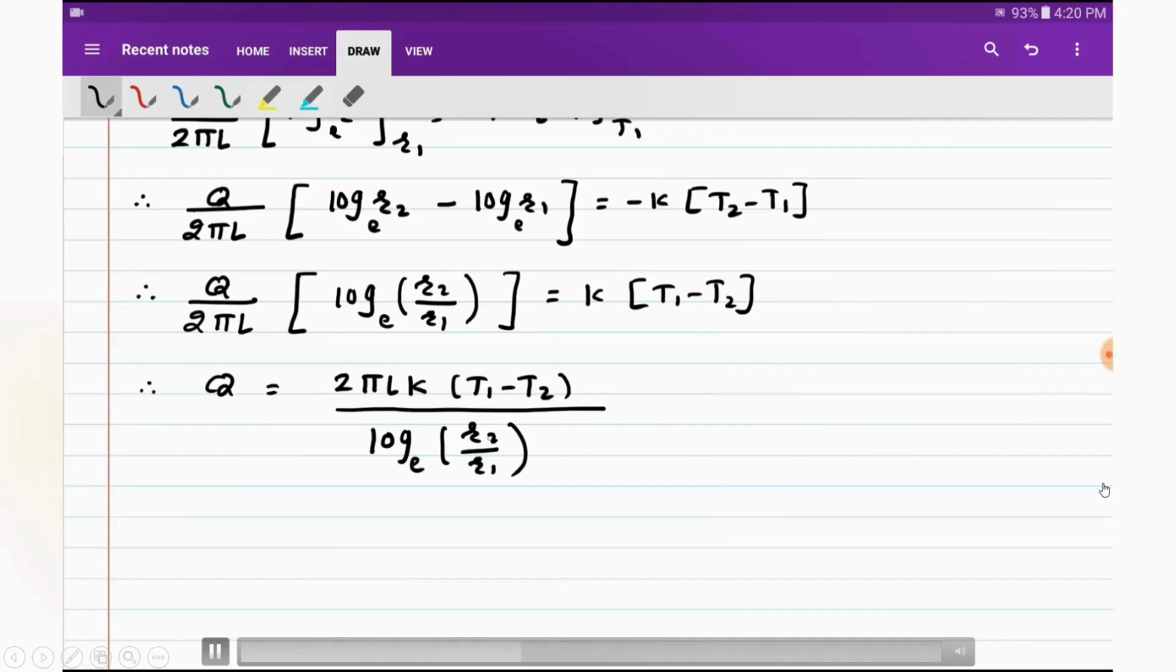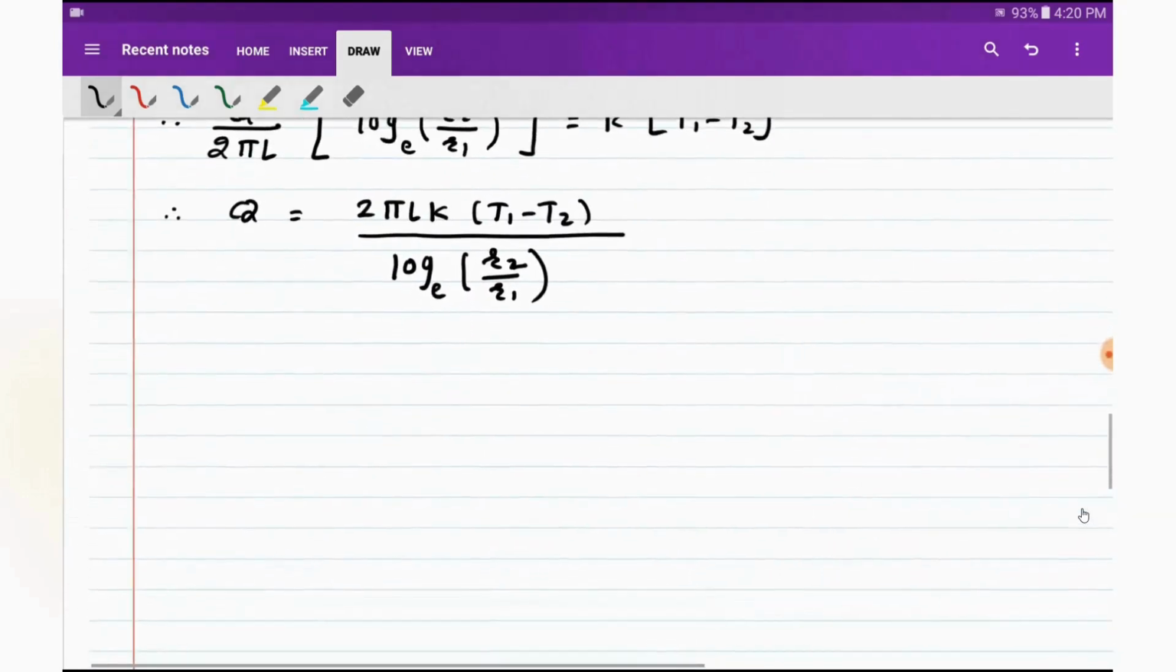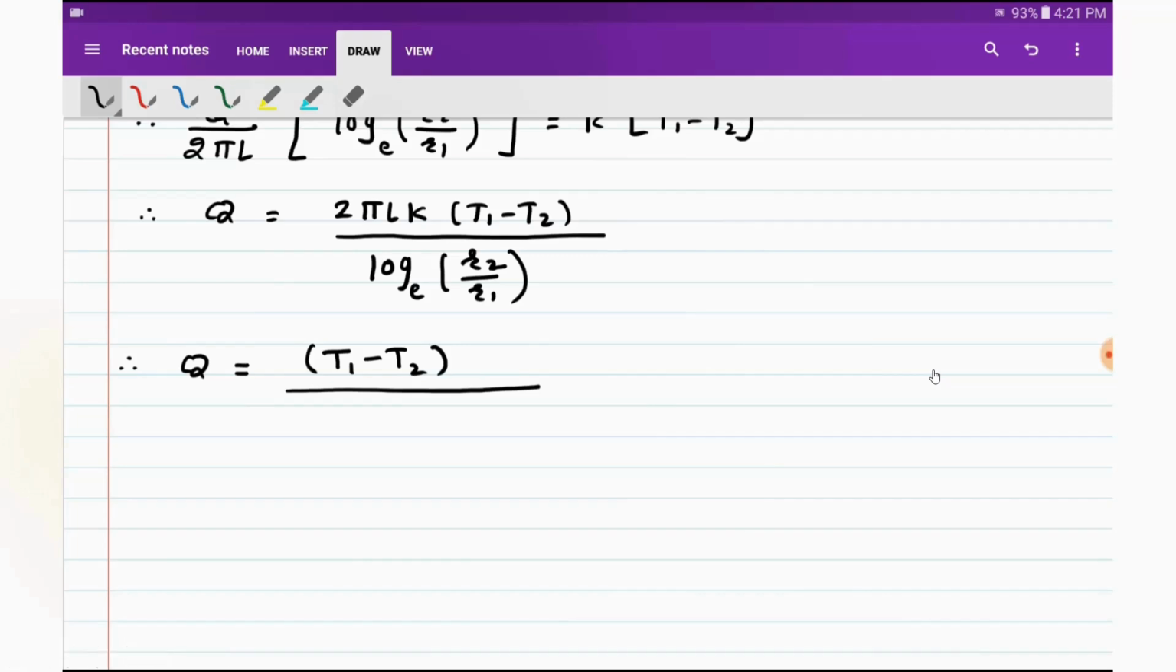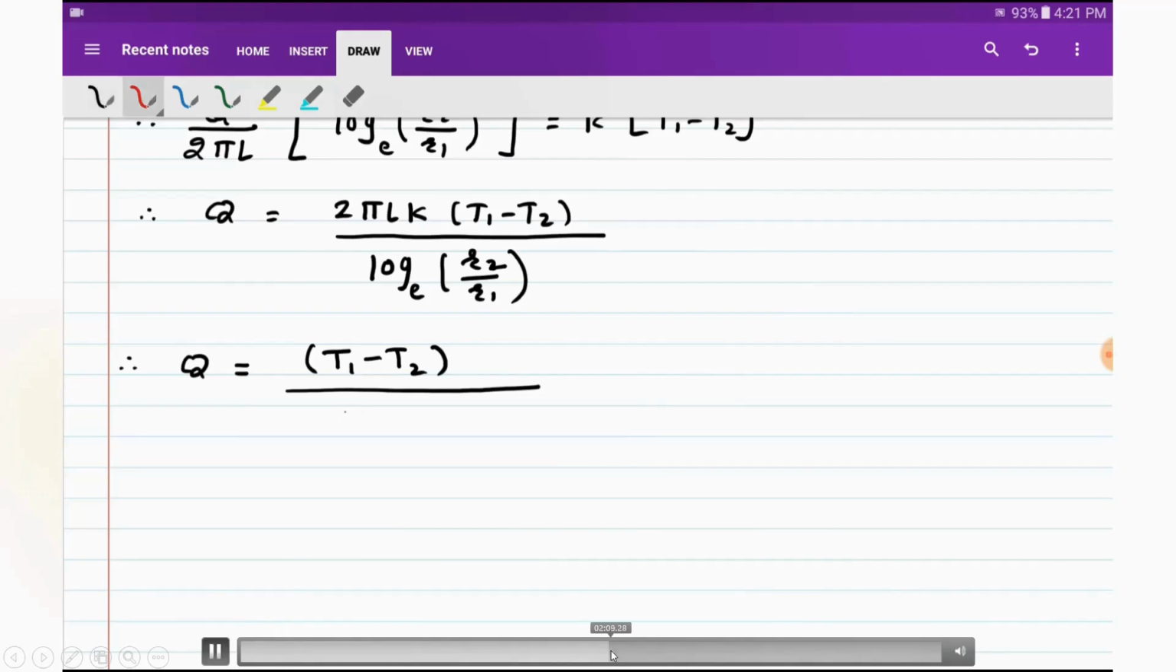So here also, by keeping the temperature difference in the numerator, we can derive the expression for the thermal resistance. So the above equation can be written as (T1 minus T2) divided by [ln of r2 upon r1 divided by 2 pi L k].